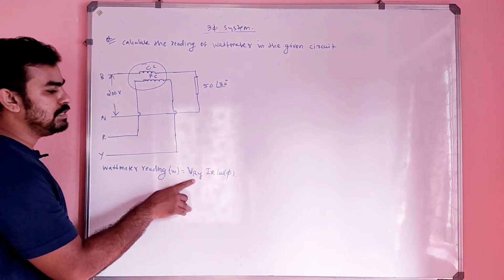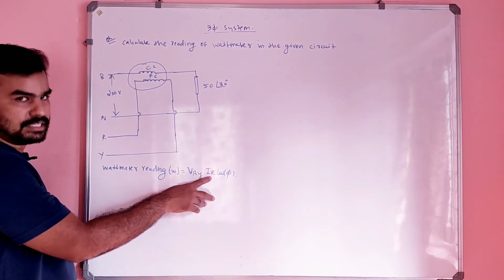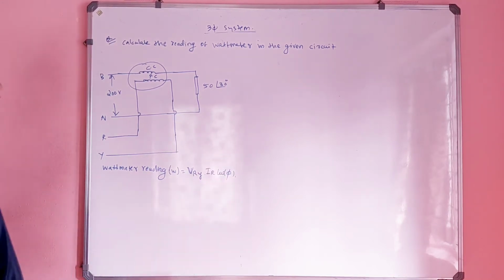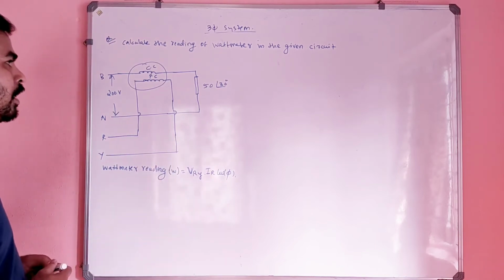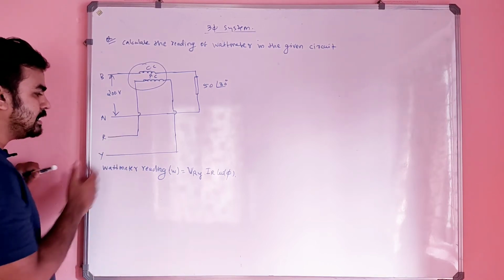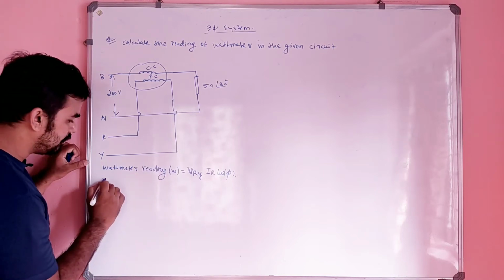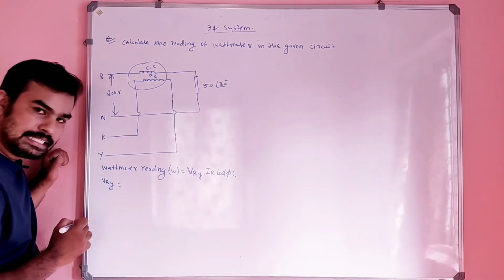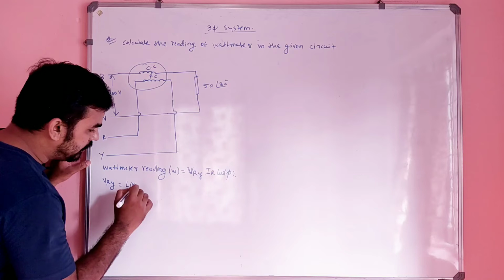So we have to know VRY, IR, and cos phi. If we substitute these, it will give the value. How can we find VRY, IR, and cos phi? VRY is the line voltage, right?